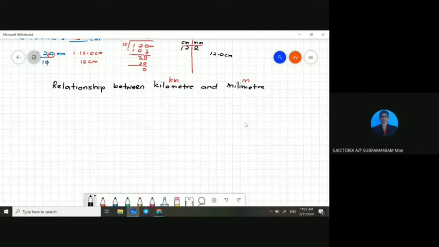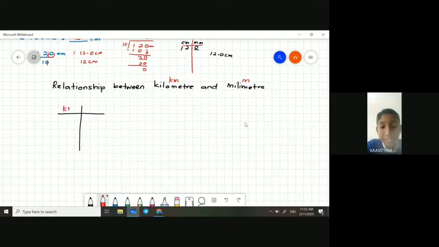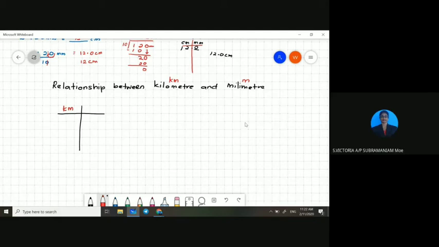First, you draw T like this. Which unit you will write first? Between kilometer and meter, which unit we can write first? Kilometer. Why kilometer? Because kilometer is a bigger unit than meter.